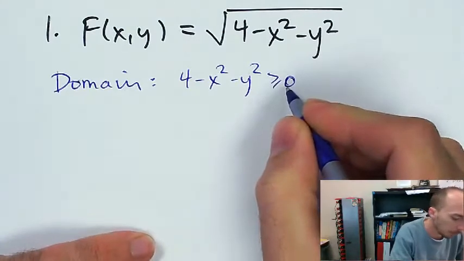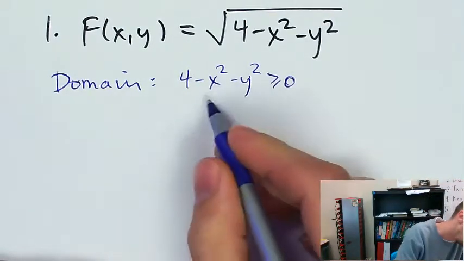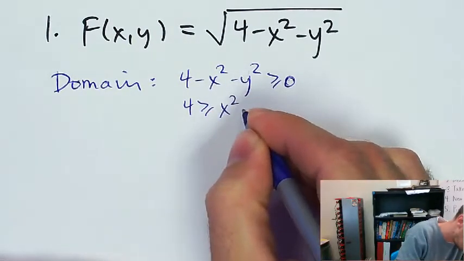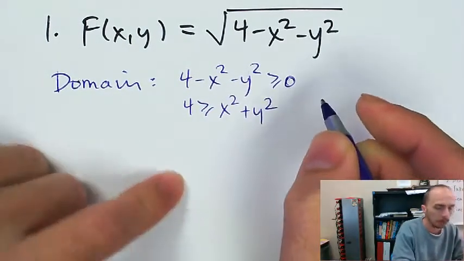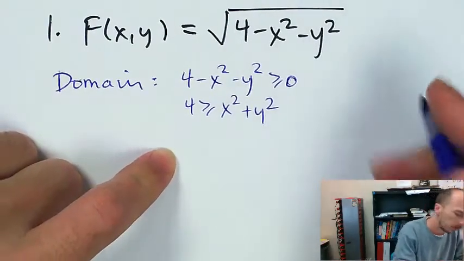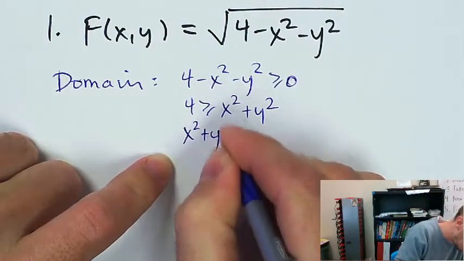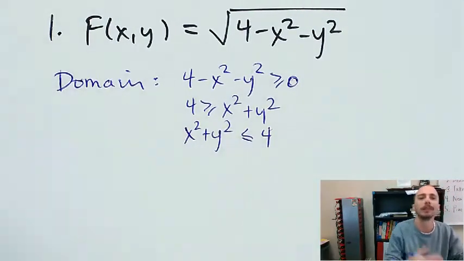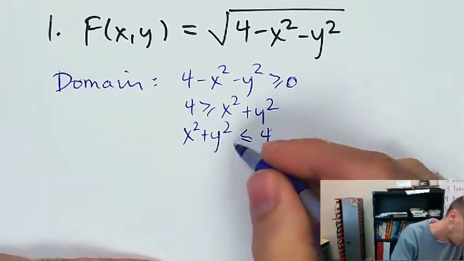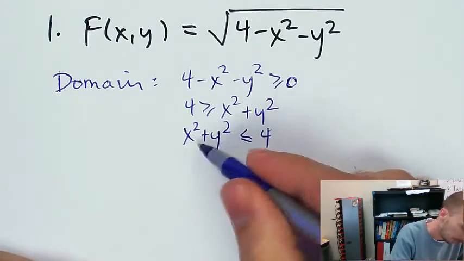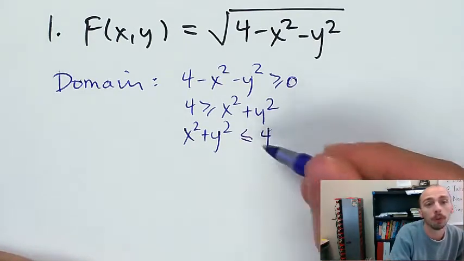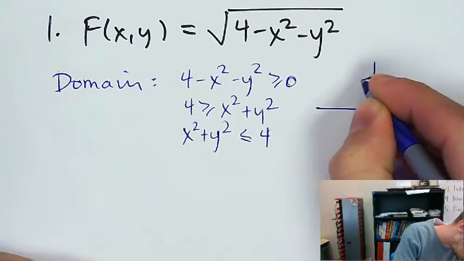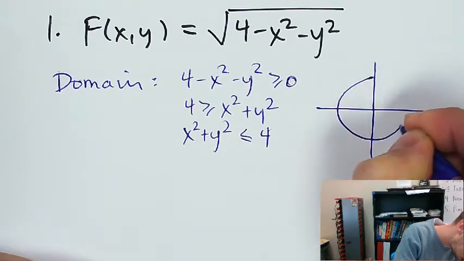Because we can take the square root of 0, but we can't take the square root of a negative number. So this is equivalent to 4 is greater than or equal to x squared plus y squared. If you weren't seeing what this was trying to tell you, you could say x squared plus y squared is less than or equal to 4. That's the equation of a circle centered at the origin, so it's the set of all points inside circles centered at the origin with radius less than or equal to 2. So I know that the interior of this circle is my domain.